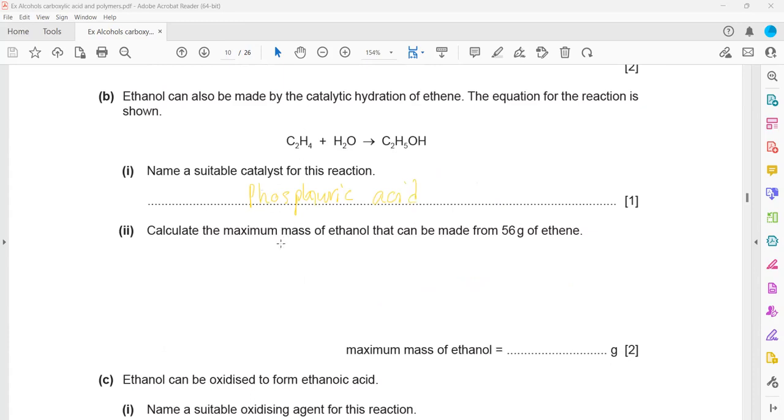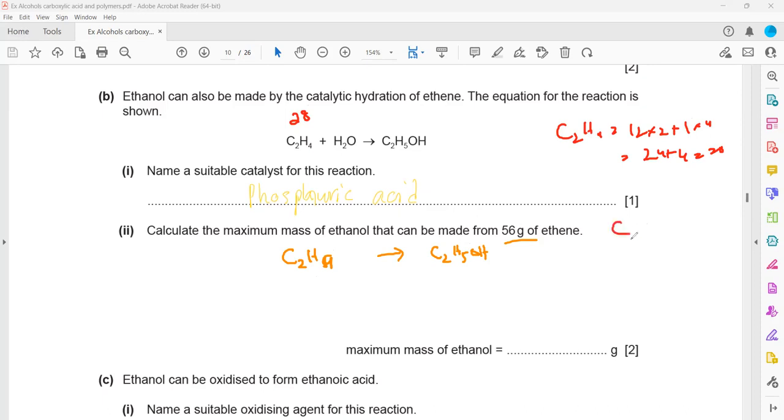The question is: calculate the maximum mass of ethanol that can be made from 56 gram of ethene. When we need the mass, we take a mass ratio. According to the equation, ethene produces ethanol. Ethene is C2H4. Carbon is 12 times 2 plus hydrogen is 1 into 4, so 24 plus 4 is 28. So the mass of 1 mole of ethene is 28.